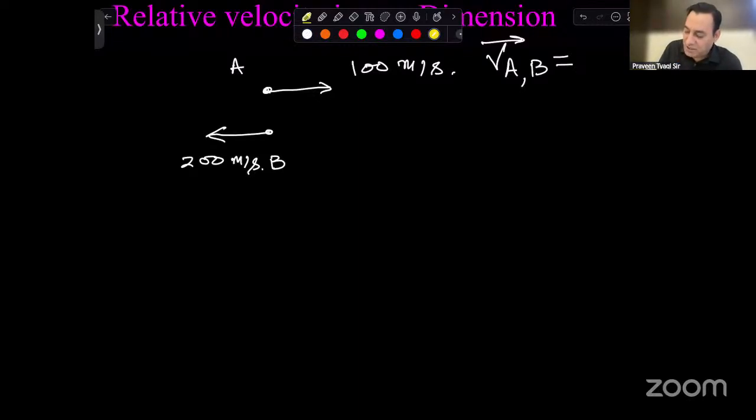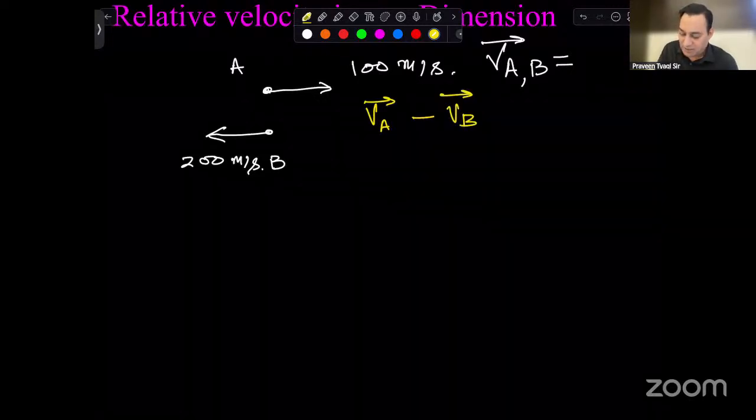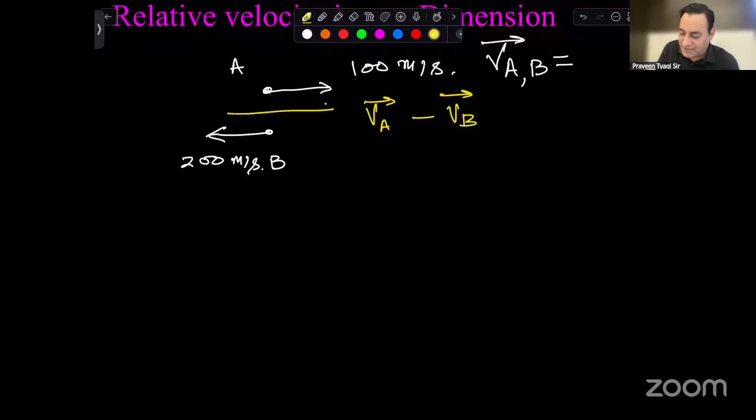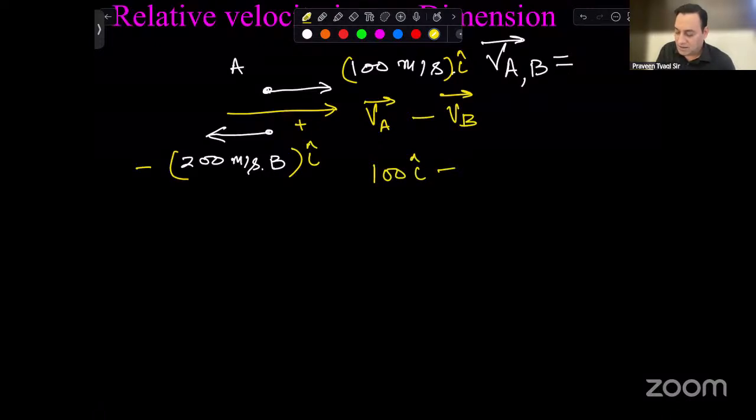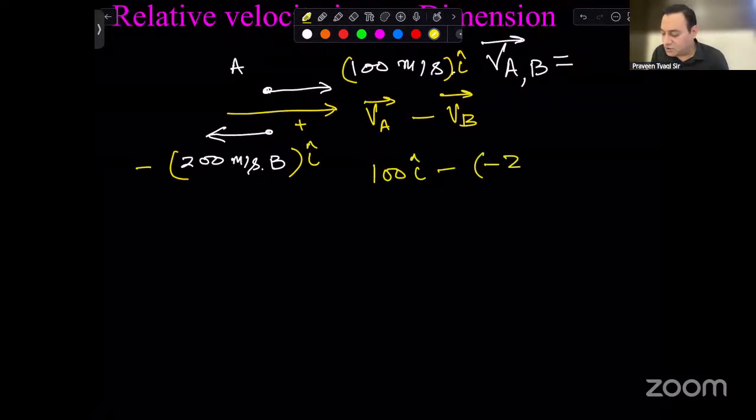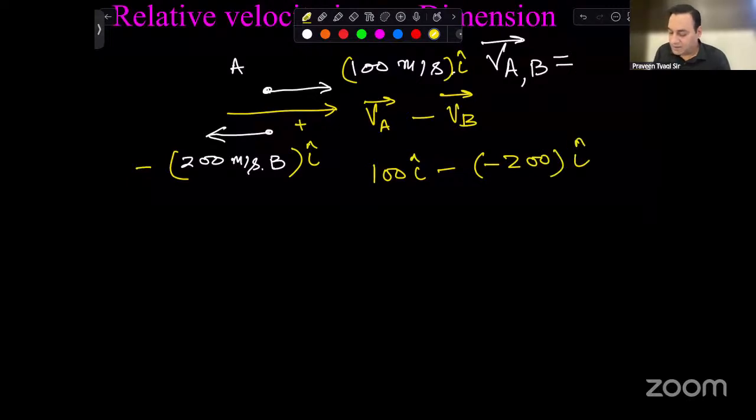So please pay attention. Velocity of A as observed by B will be equal to velocity of A minus velocity of B in vector form. And you have to just put in values. Assume this direction to be the positive x-axis direction, and therefore I can associate the vector i cap with it, and write the other direction as minus i cap. Now just put the values. VA will be 100 i cap minus VB. VB will be minus 200 i cap. Therefore, the answer will be 300 i cap.